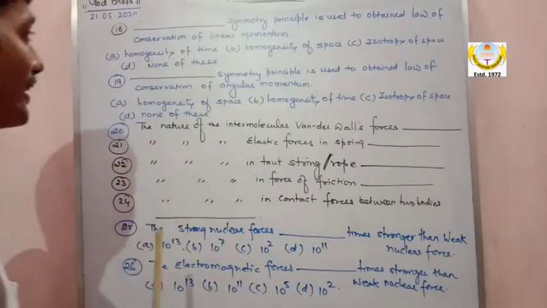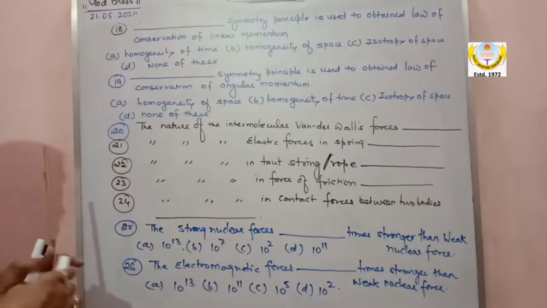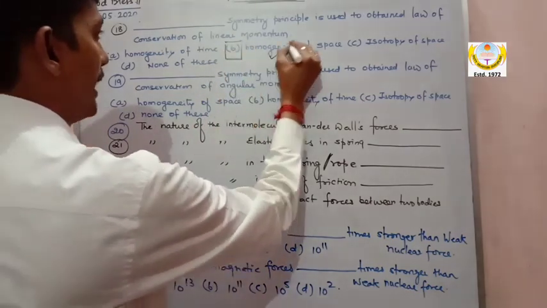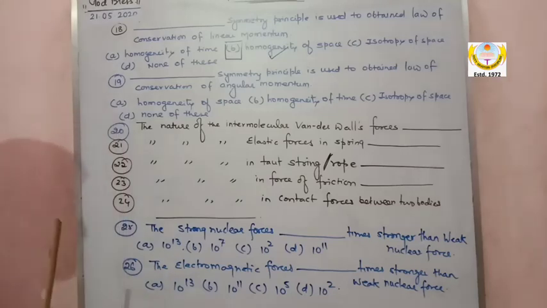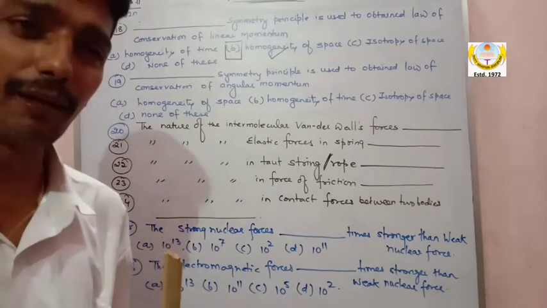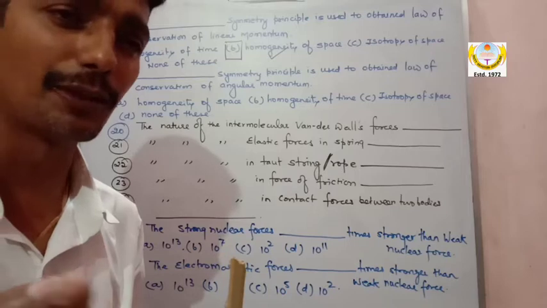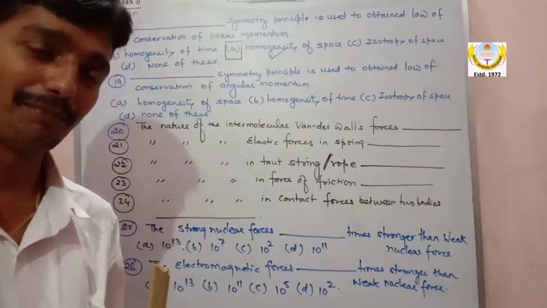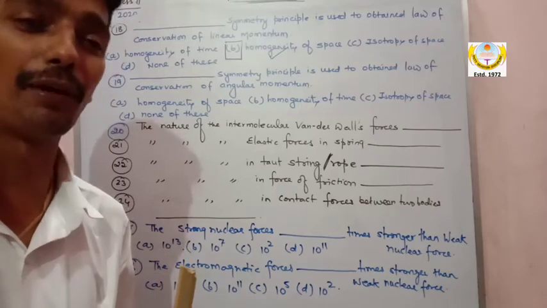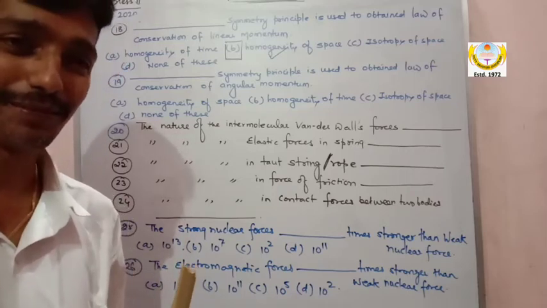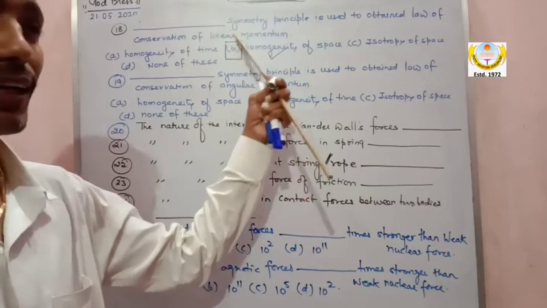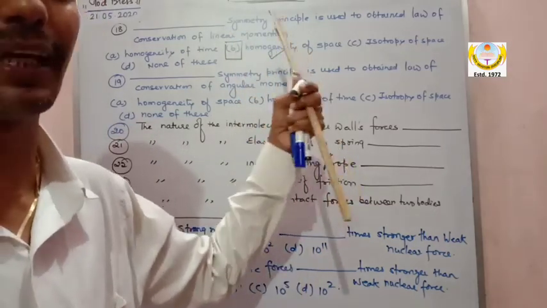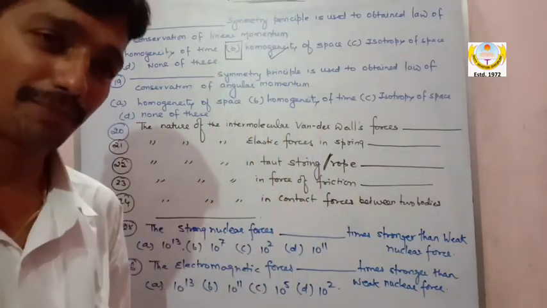So my dear, the right answer for this question is homogeneity of space. And what is homogeneity of space? Sir, in space there is no preferred location, by the law of symmetry, by the symmetry of nature. And when we say linear momentum is conserved, it obeys this homogeneity of space concept.